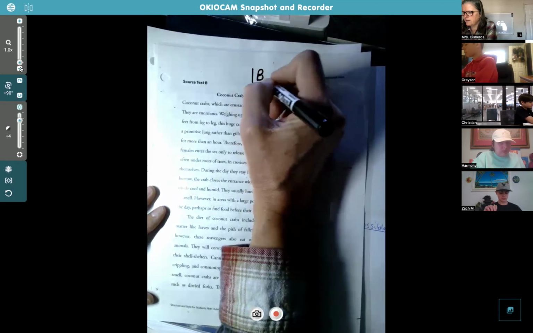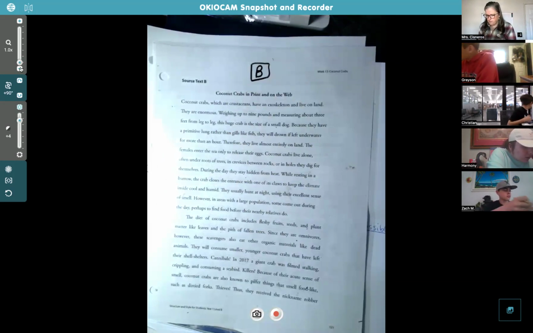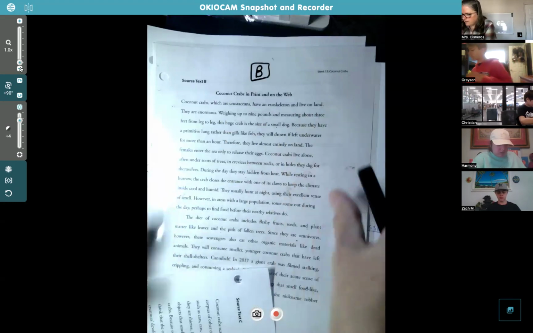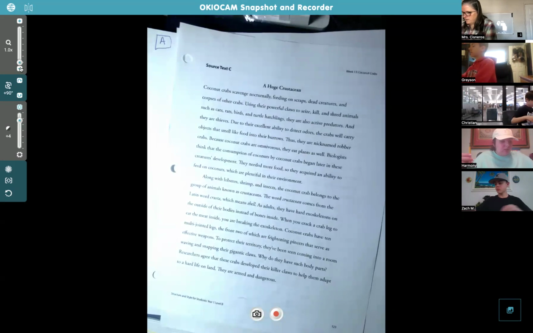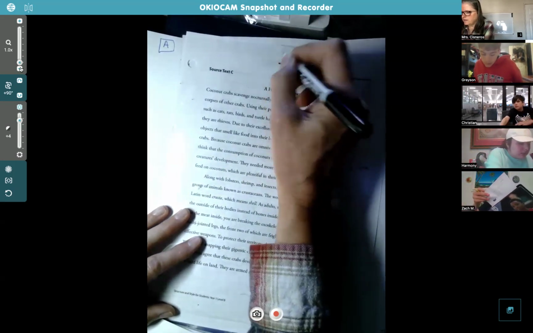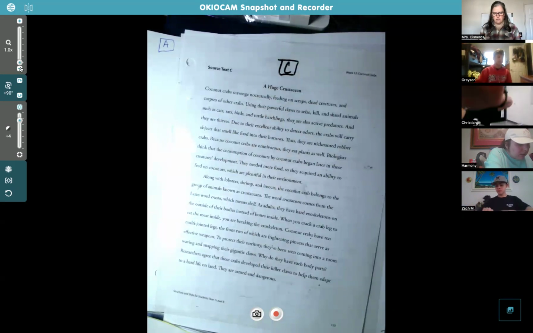This is the one called Coconut Crabs in print and on the web. This is B. This is where we have to get super organized, so it's super easy to see where things are and where you're getting information. And then the last article on page 123, the one called A Huge Crustacean. That's going to be C. So A, B, and C match A, B, and C that we just set up. So now you're all set.